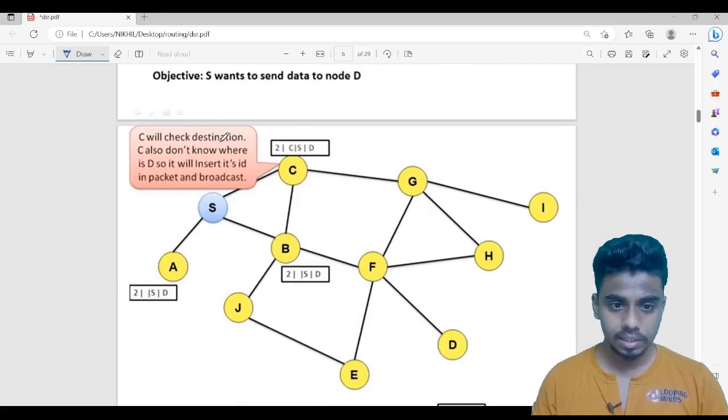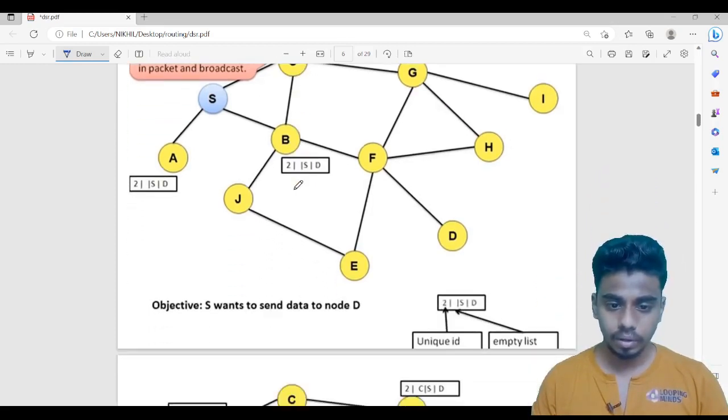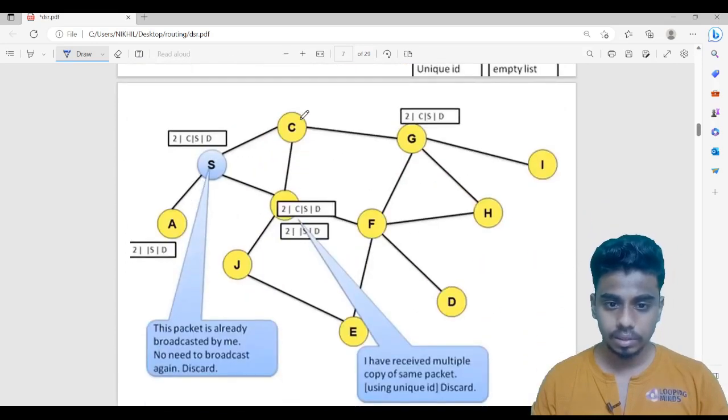C will check the destination. C also doesn't know where D is, so it will insert its ID. The ID will be inserted in the packet, and this packet will be broadcasted. That means this packet will be forwarded again. Next, C will forward the packet to its neighbors. The neighbors of C are S, B and G. So it will broadcast the packet with its ID to its neighbors.